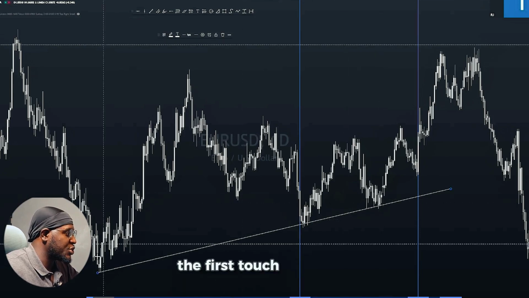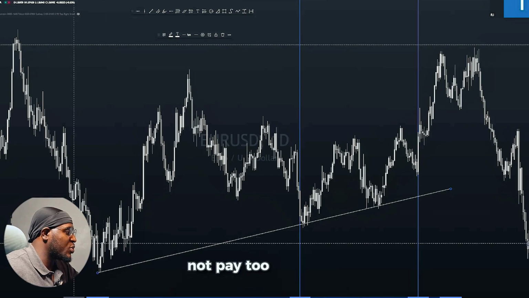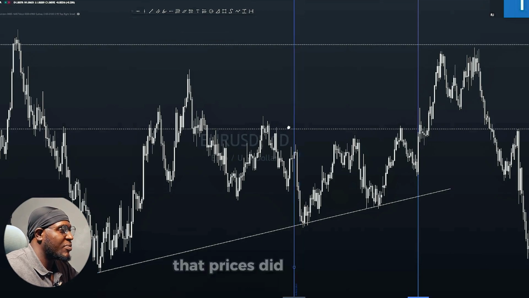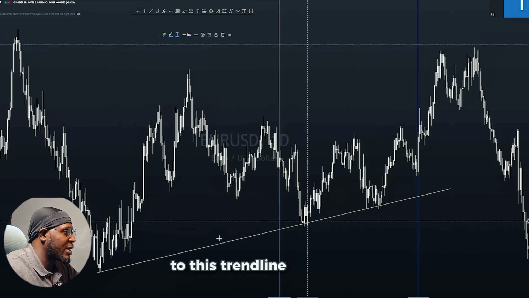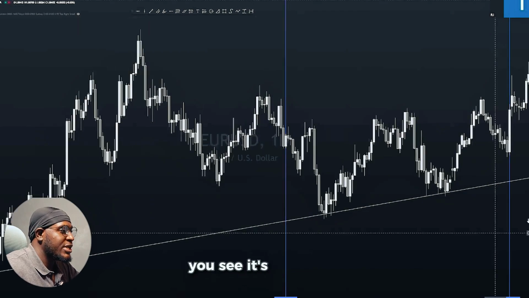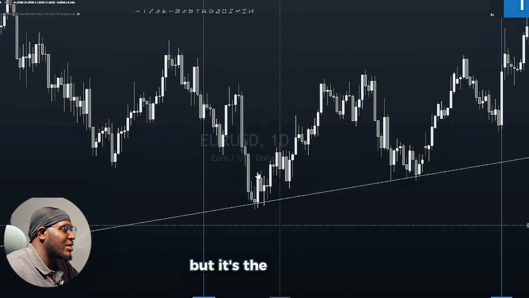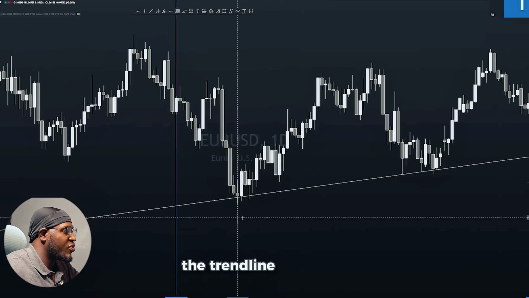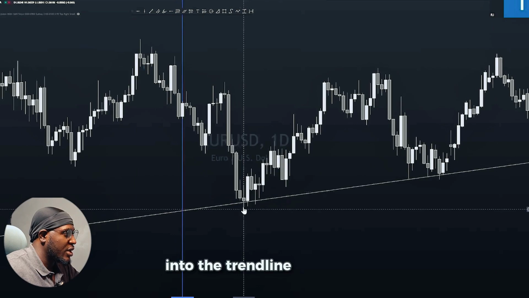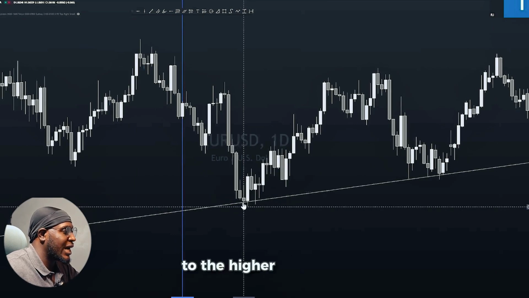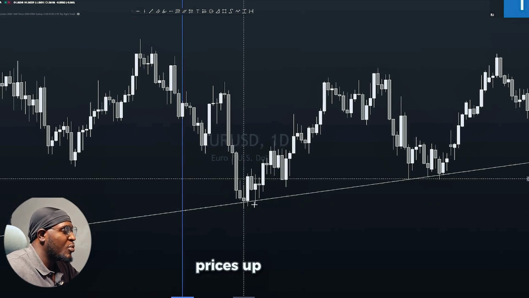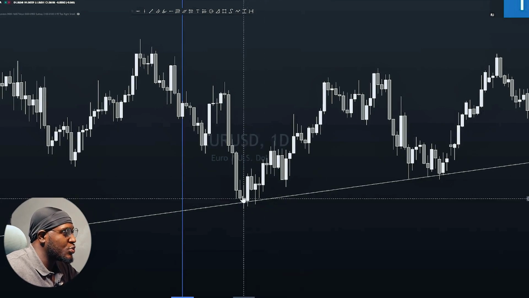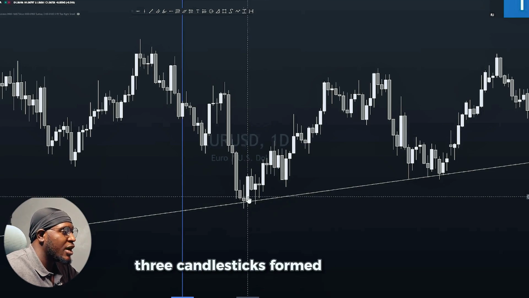So this is the first touch. Let's not pay too much attention to the first touch here. Let's pay attention to the second touch, which was the second time that prices did actually come back to this trend line. And now I'm going to zoom in so you see. It's not just the bounce, but it's the candlestick price action that happens at this level. If you look well at the trend line, prices did come into the trend line a bit here and then started to push prices up. But we didn't get that full confirmation, not until the first one, two, three candlesticks formed at this level.